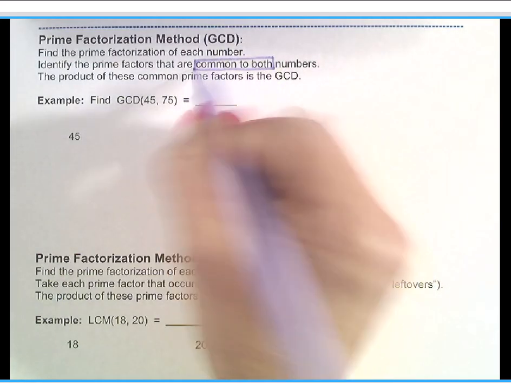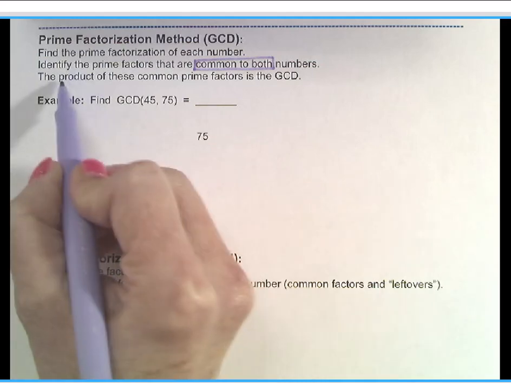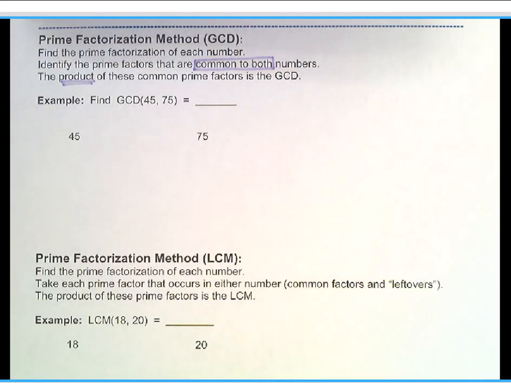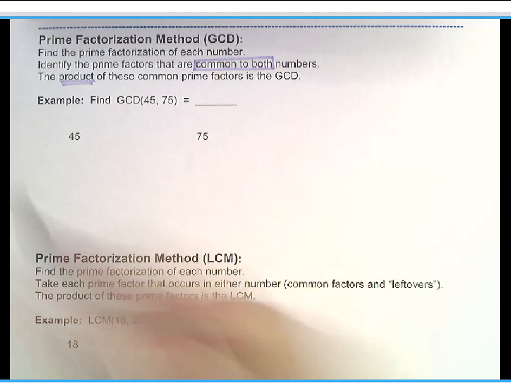It's got to be common to both. And you multiply those common factors together, and that will be your GCD. So this is a very efficient way to go about finding GCD. So we'll start with factor trees.